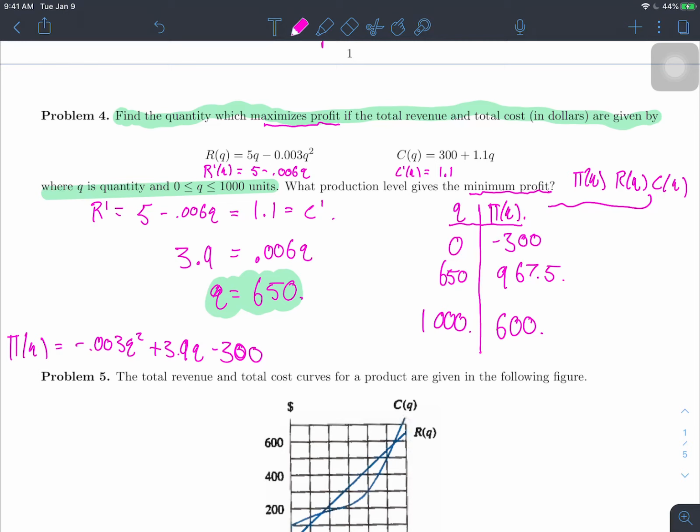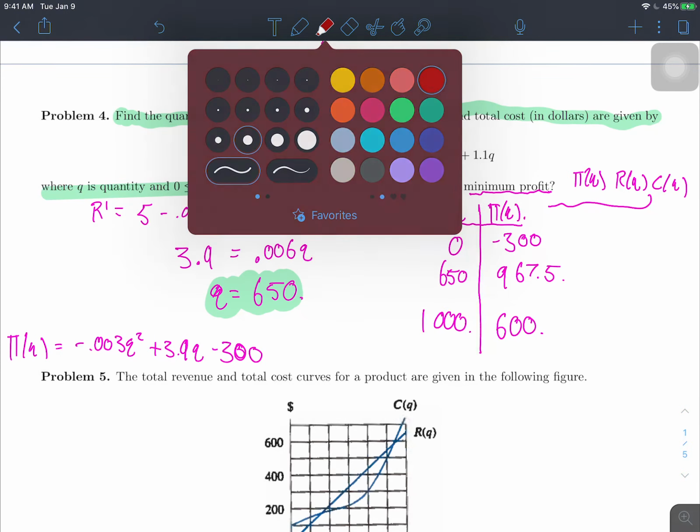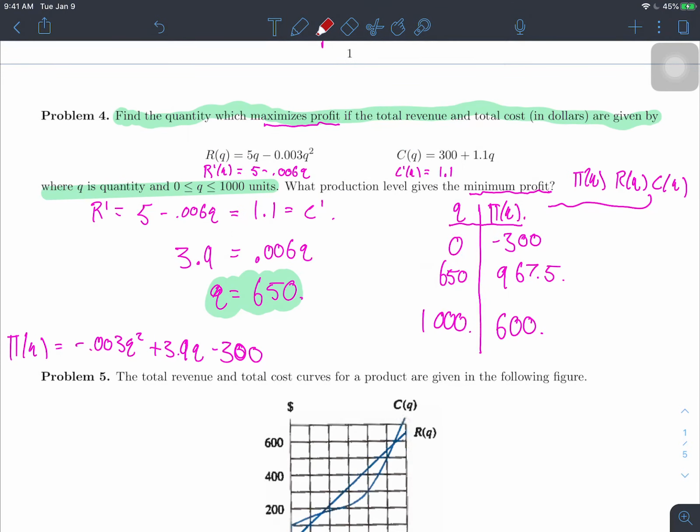Okay. So in red, let's highlight our minimum possible profit. It's going to happen when pi of q is the smallest number. The smallest number on the right-hand side is negative 300, and it happens when we produce exactly 0 items. So let's not produce 0 items. That's a bad idea. We're going to lose $300. Okay?